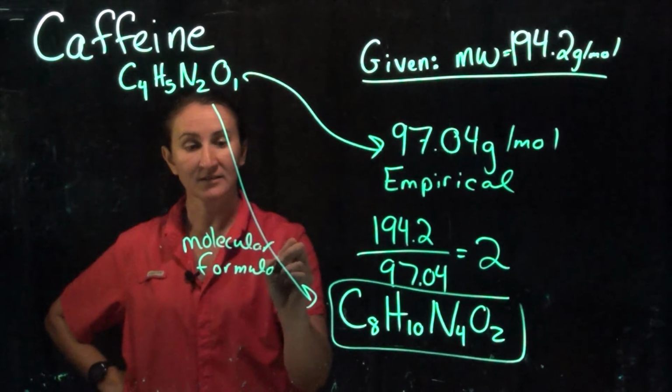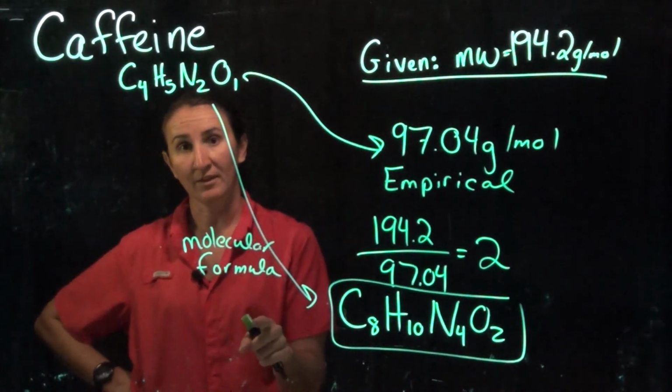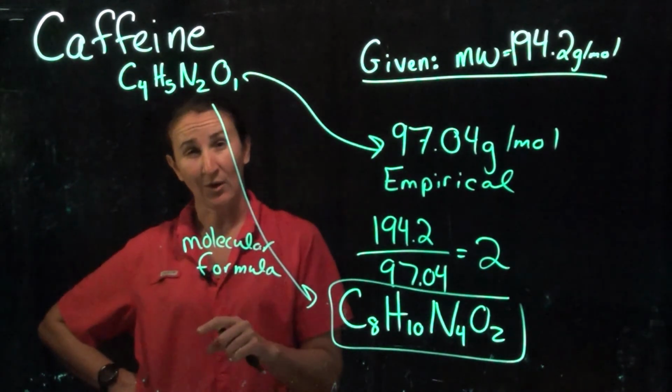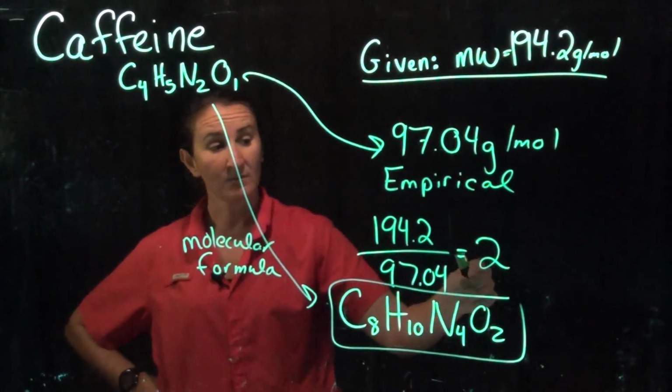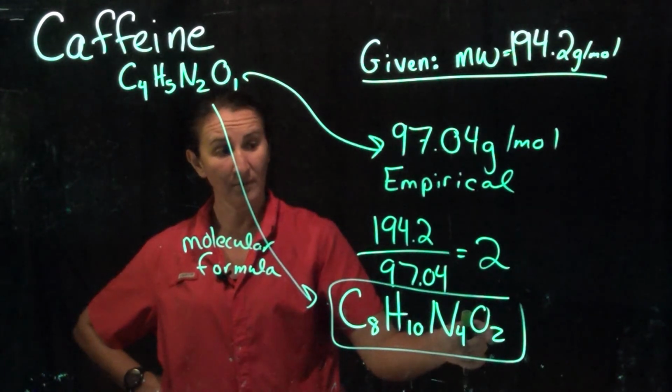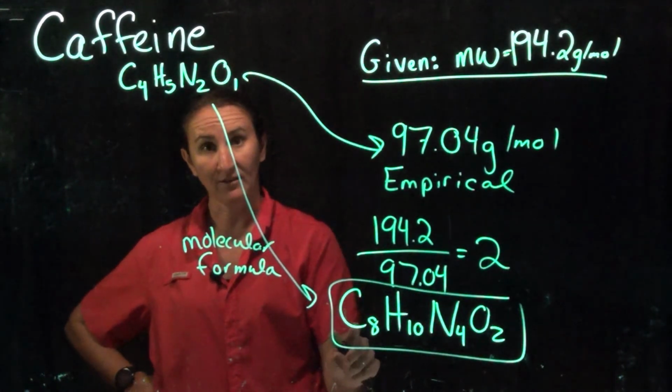So if you're ever asked to calculate the molecular formula from mass percents, you now know how to do that. You first turn them into an empirical formula and then use the molecular weight of the whole compound in order to calculate that molecular formula.